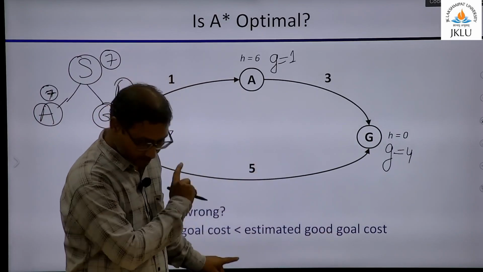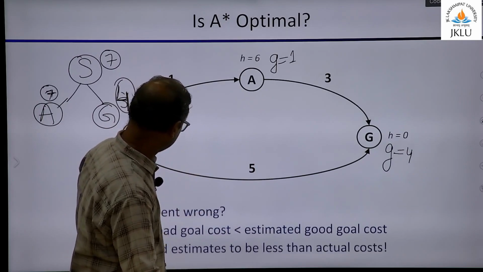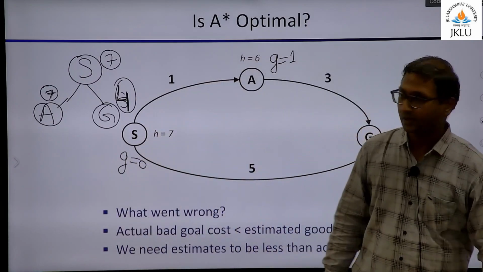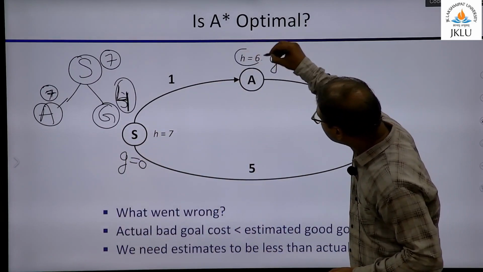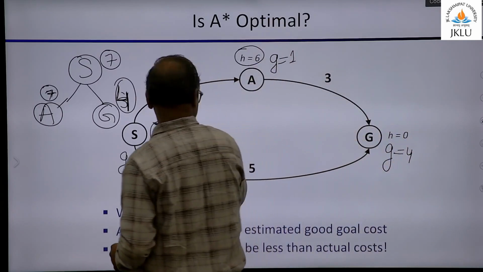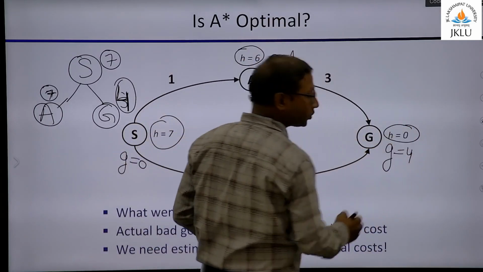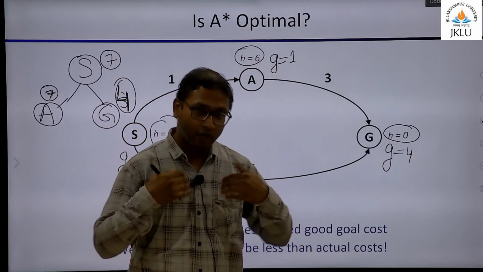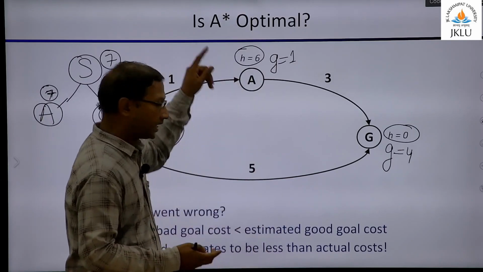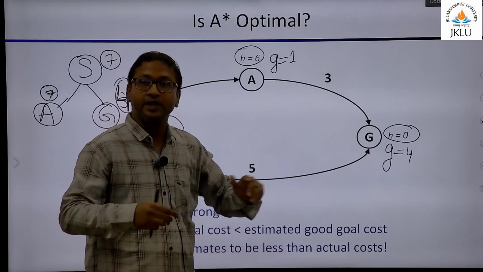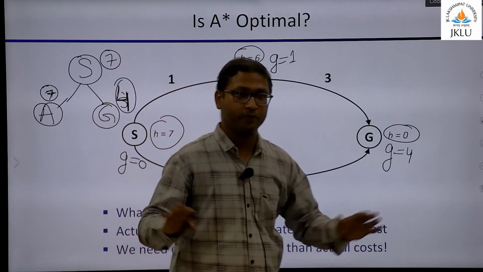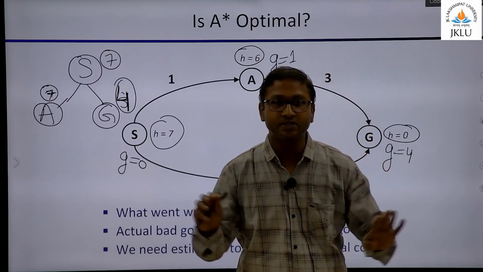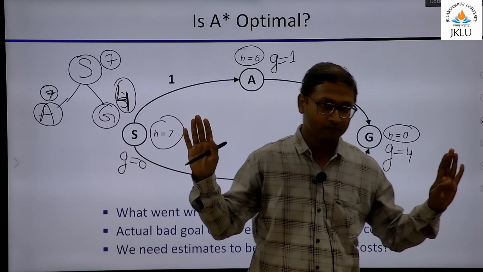If it doesn't make sense, we'll see the simpler version of it. We need estimates to be less than the actual cost. That means your H can't be arbitrary. You have to choose H judiciously. Now we are going to put restrictions on H such that A star will always be optimal.